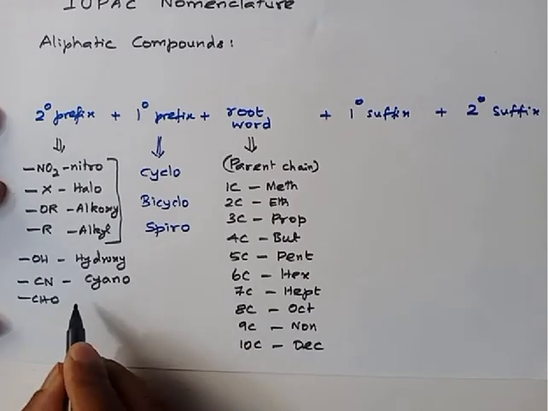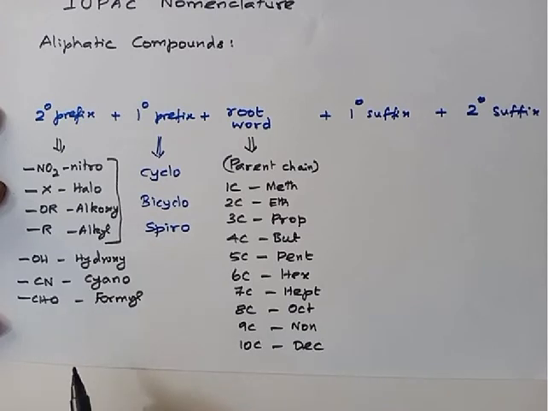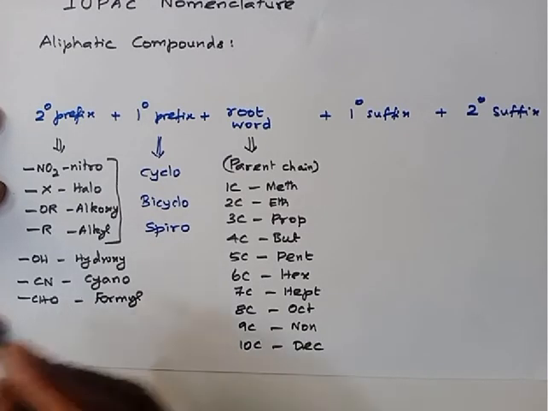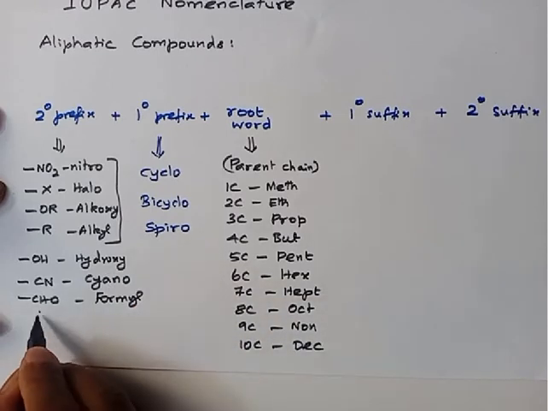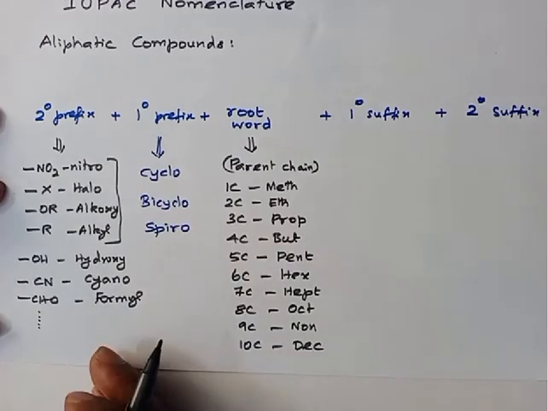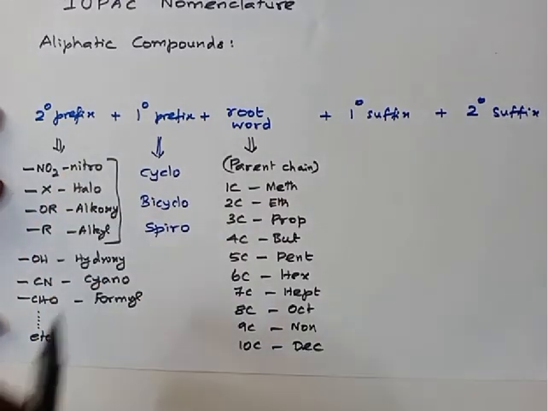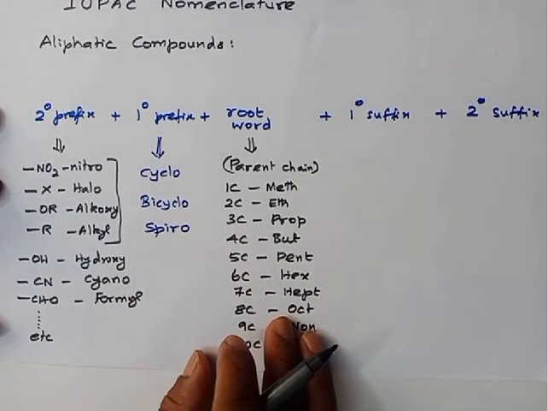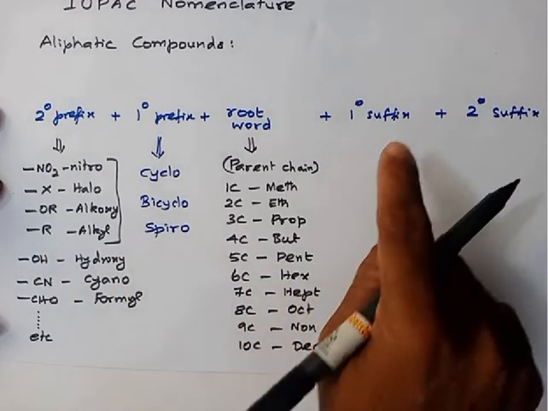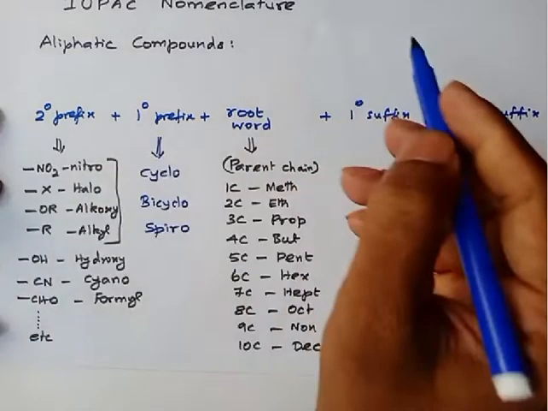Aldehyde group, CHO, is called formyl. Like this, many terms are there. For each and every functional group we have a secondary prefix name. We'll discuss all those things as we go along in this lecture series. Right, then primary suffix. What information do we get from the primary suffix?